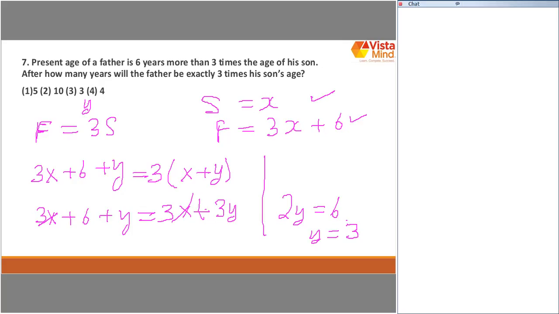It is asking after how many years will the father be exactly 3 times his son's age. So let us say after y years, the father is 3 times the age of the son. The present age is 3x plus 6, so after y years the age of the father will be 3x plus 6 plus y, and the age of the son will be x plus y. Putting both these values in and solving, I get the value of y as 3, and y was the time period after which the father is equal to 3 times the age of the son.